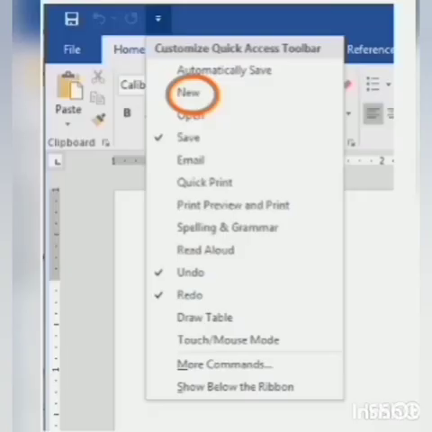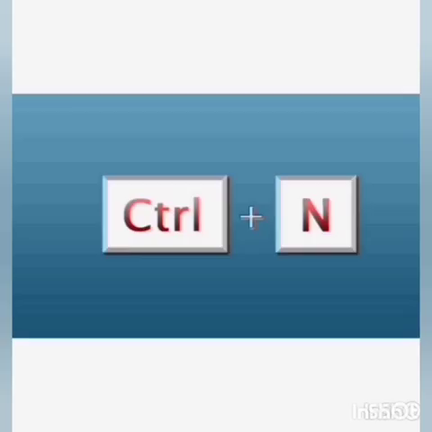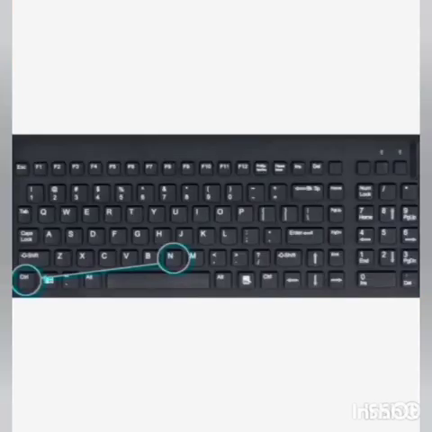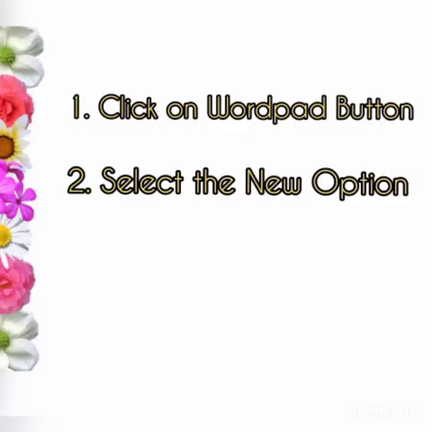Another way to create a new blank document: select the New option from the Quick Access toolbar or press the shortcut key Ctrl plus N on the keyboard. Step 1. Click on the WordPad button. Step 2. Select the New option.